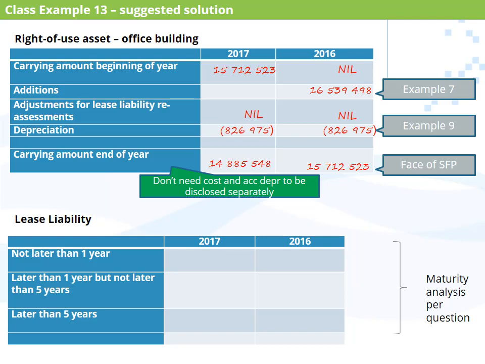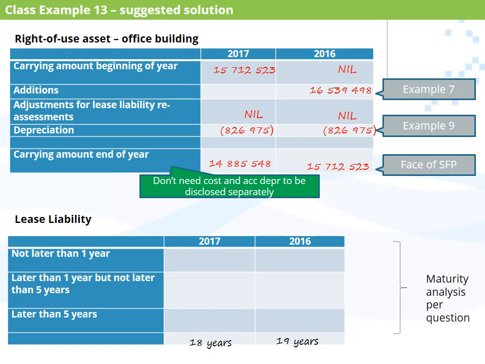So what is a nice thing to do at the beginning when you're starting off this note is to work out how many years are still left on this lease. So remember, this lease was 20 years and was started on 1 January 2016. So at the end of 2016, it will be 19 years left, and at the end of 2017, there will be 18 years left.